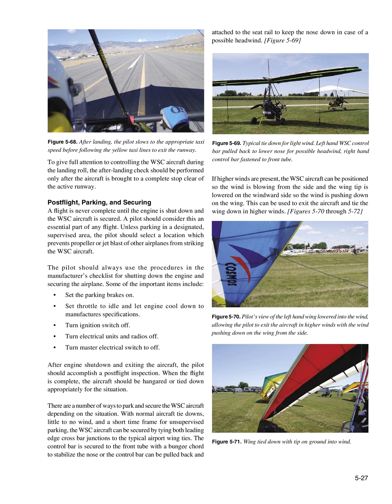If higher winds are present, the WSC aircraft can be positioned so the wind is blowing from the side and the wing tip is lowered on the windward side so the wind is pushing down on the wing. This can be used to exit the aircraft and tie the wing down in higher winds. Figures 5-70 through 5-72.